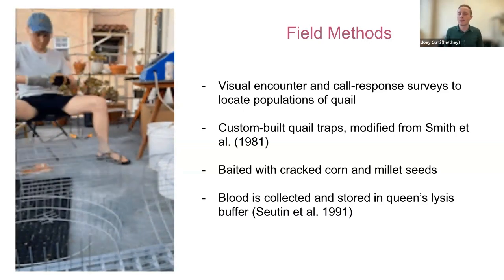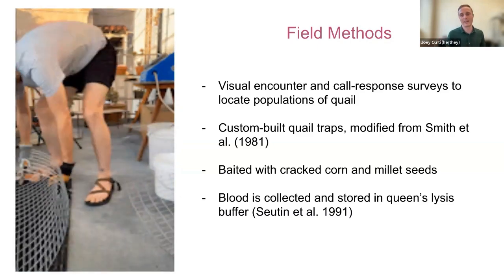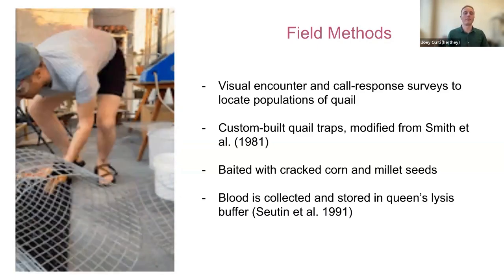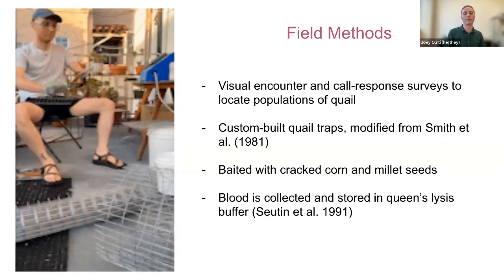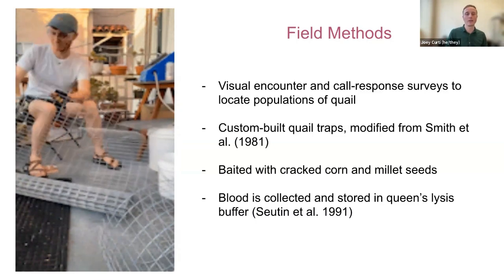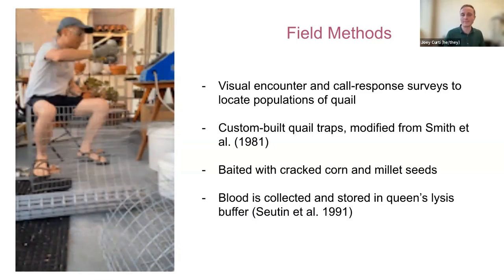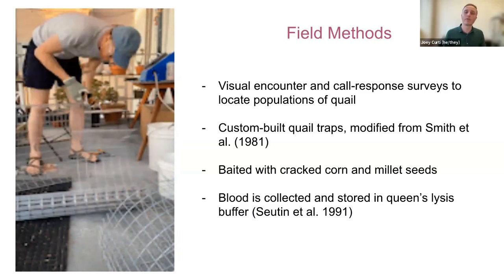We built custom traps, which you can sort of see visualized in this animated GIF on the left-hand side. In order to entice birds to come into these traps, we baited them with bird seed that you can find at any sort of commercial bird store, including cracked corn and millet. And then once birds were trapped, we removed them from the traps.